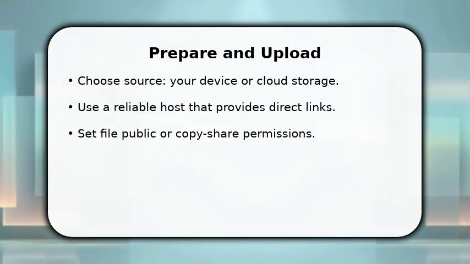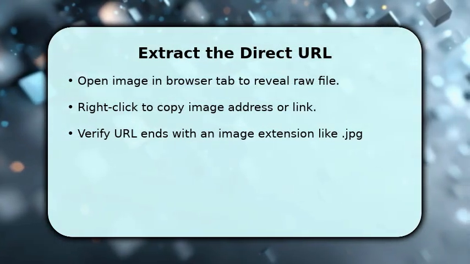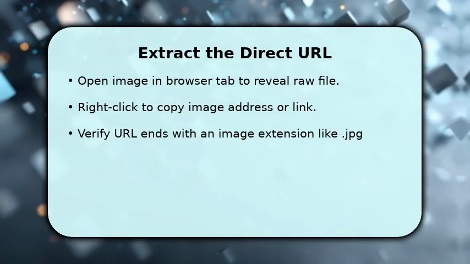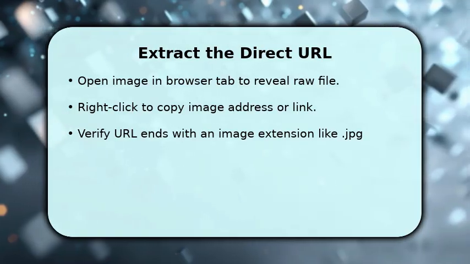Now focus on extracting the actual image link. Open the uploaded image in its own browser tab so only the image page is visible. This reveals the raw file path. Then right-click the image and select Copy Image Address or Copy Image Link.